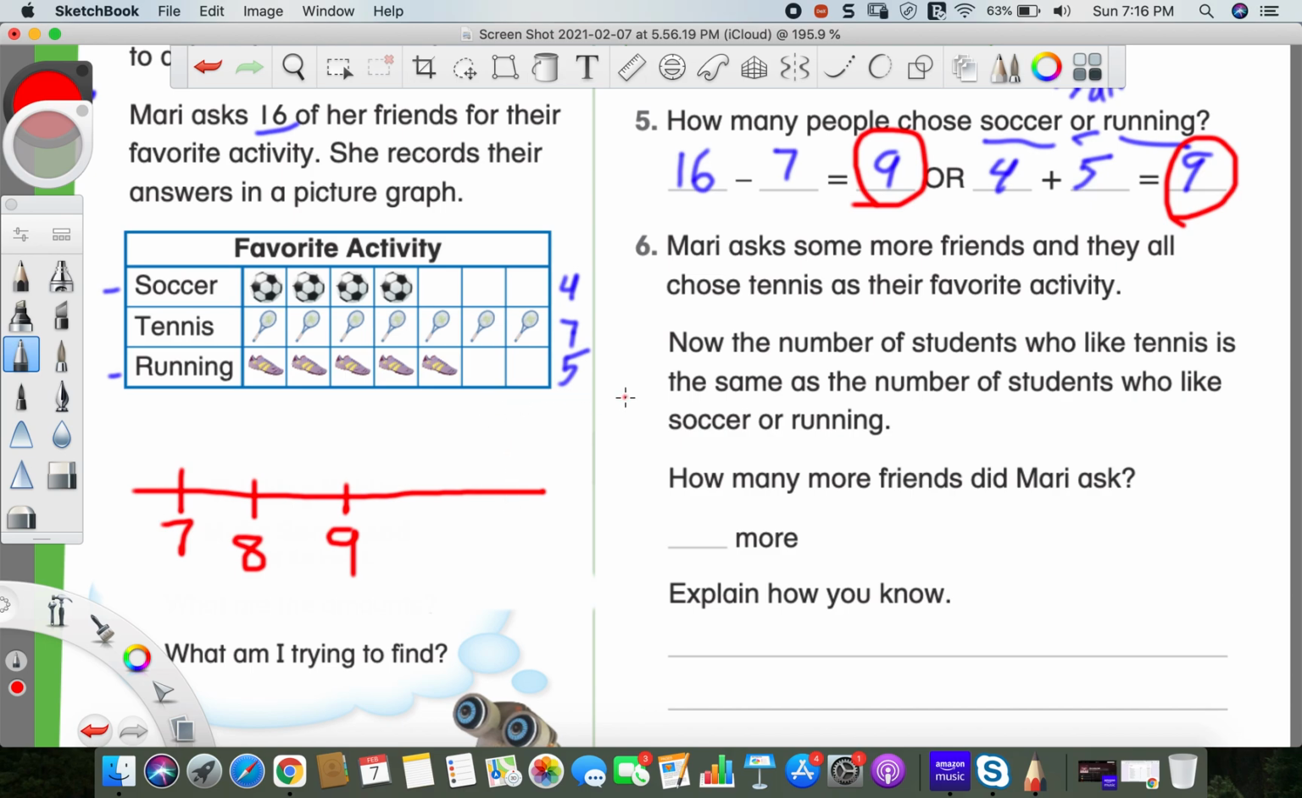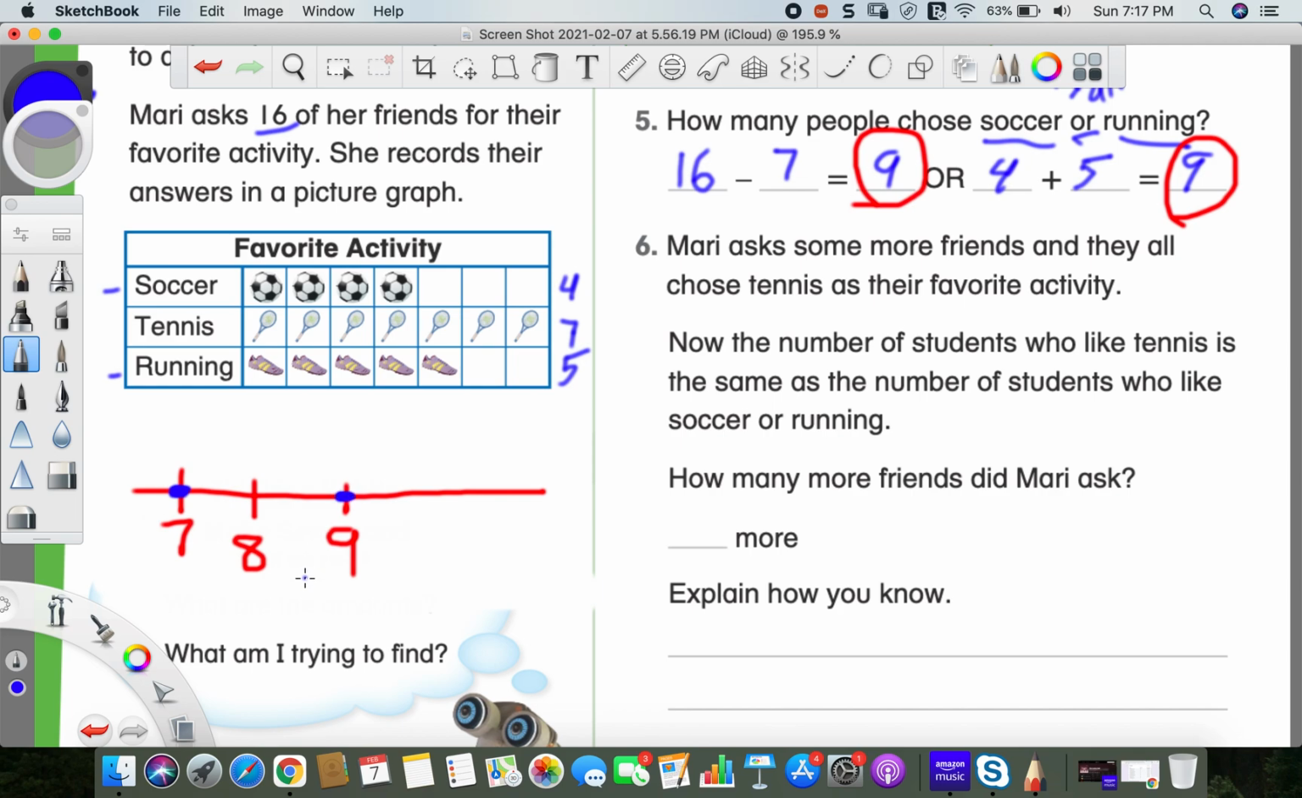So we need to increase the amount of tennis votes from 7 to 9. So I made a little short number line that we can increase from 7 to 9. It's a very short number line. So what I'm going to do is put a dot on 7 because that is the amount of votes we already have. And we know it grows to 9. So I'll put a dot there too.